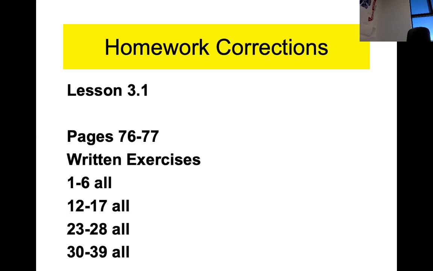All right, number 1, 2 and 6 are alternate interior. Number 2, 8 and 6 are corresponding. Number 3, 2 and 3 are same side interior. Number 4, 3 and 7 are alternate interior. Number 5, 5 and 7 are corresponding. Number 6, 3 and 1 are corresponding. Am I going too fast? Okay. Then we had 12 through 17.